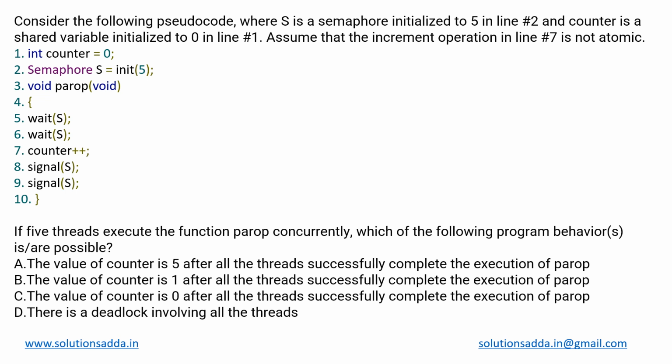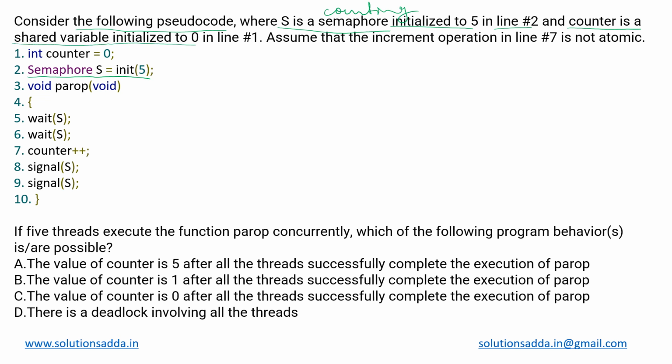An operating systems question based on process synchronization. They have given this pseudocode that is used to perform the synchronization, in which S is a semaphore initialized to 5. So it is a counting semaphore because its initial value is 5. In line number 2, it is being initialized with value 5. And counter is a shared variable initialized to 0 in line 1.